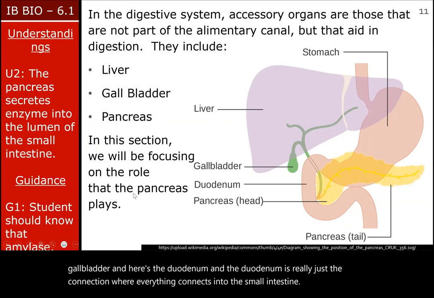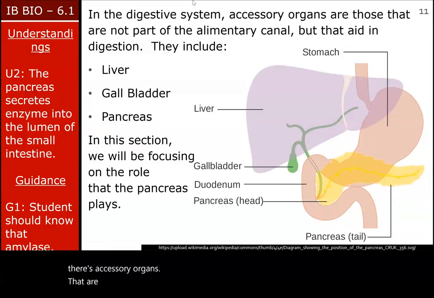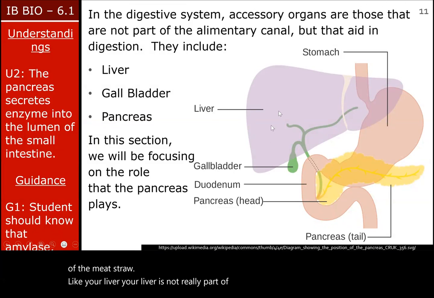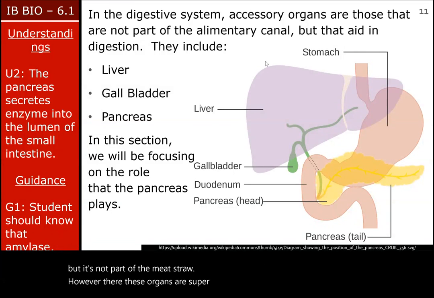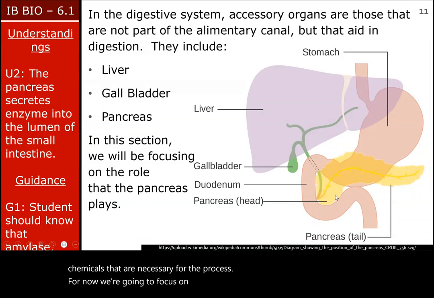For now, we're going to focus on the pancreas. In the digestive system, there's accessory organs that are not necessarily part of the alimentary canal, meaning they're not part of the meat straw, like your liver. Your liver is not really part of the meat straw. It's attached to it, but it's not part of the meat straw. However, these organs are super important because typically they provide chemicals that are necessary for the process. Pancreas is super, super important.